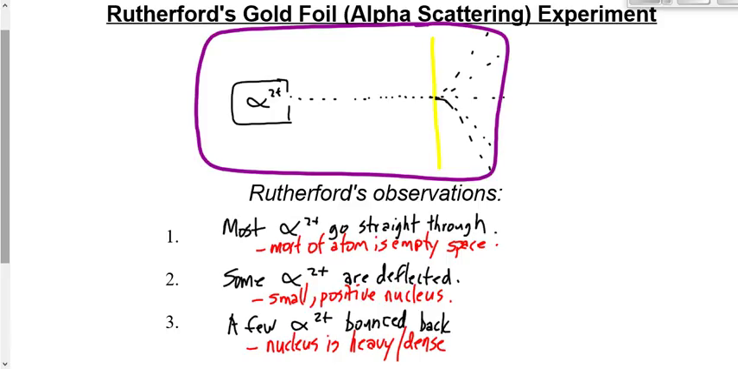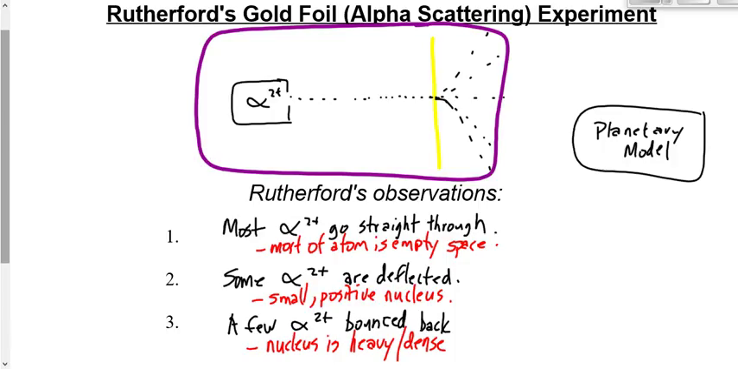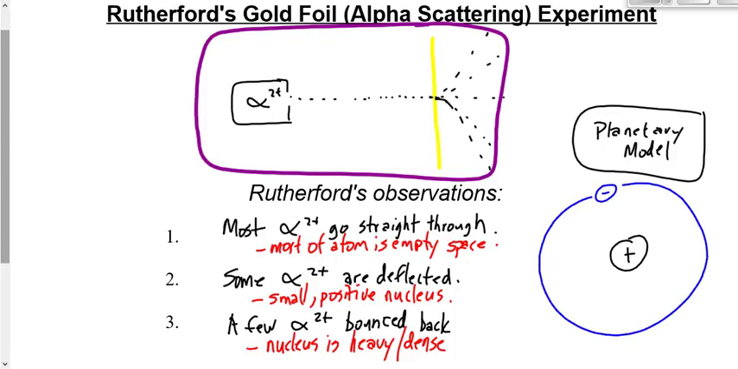This led Rutherford and his assistants to come up with a model of the atom that looks like this, the planetary model. There is a small, dense, positively charged nucleus. Well, the electrons that Thomson discovered have got to be somewhere. Those electrons are orbiting around in circles. Call it the planetary model of the atom because it looks an awful lot like the solar system, right? Where the planets orbit around the sun.